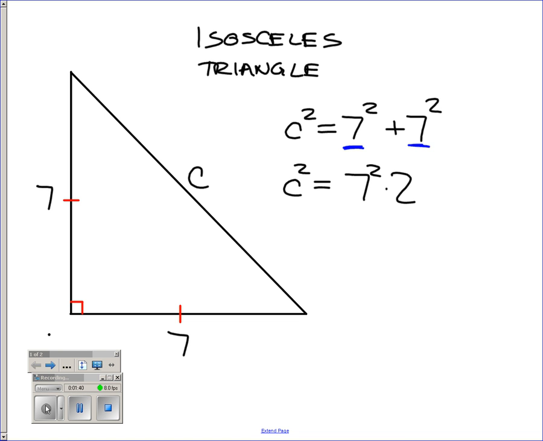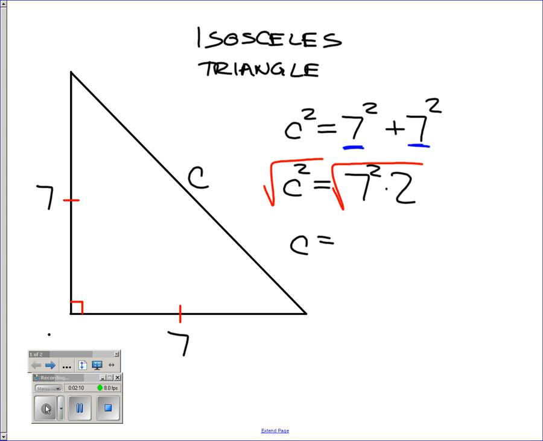I can't do that with other cases of the right triangle because I don't have the same number there. Let's see, it's 7 squared. Well, I'm actually wanting to solve for C, so I'm going to take the square root of both sides now. Well, the square root of C squared is just C. And now look at this. The square root of a perfect square is just the number itself.